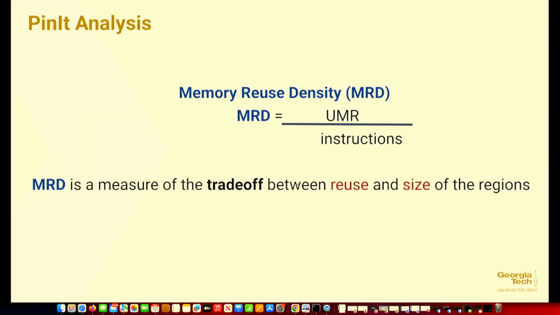Then memory reuse density is a metric for us to guide the size of the region that is being pinned versus the amount of unit memory reuse that is obtained. So this metric basically determines the trade-off between the benefits of memory reuse versus the loss of scheduler flexibility.